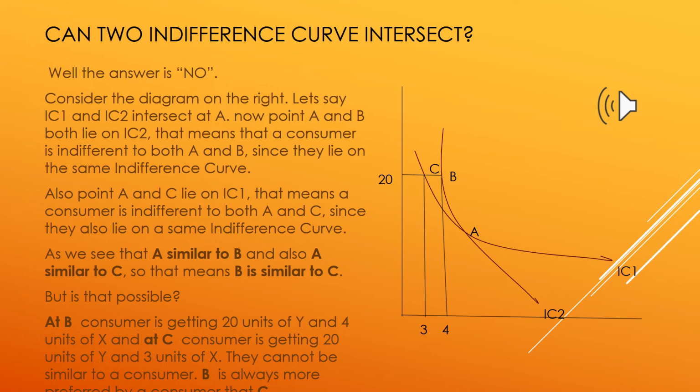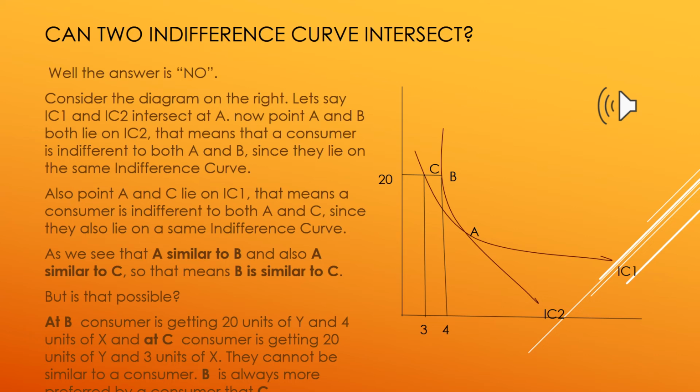Fine. So let me consider IC1 first. On IC1, you can see there is point A and there is point C. That means both these points lie on the same indifference curve. So the consumer is indifferent between both of these bundles. That means if you give a consumer bundle A or you give bundle C, it doesn't really matter to him. Fine, this is one.